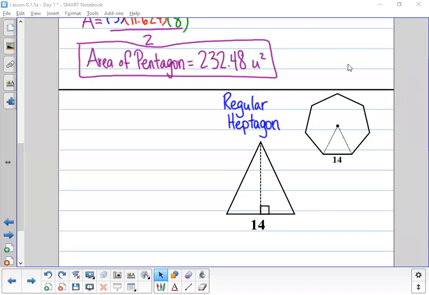Now I'm going to find the area of a regular heptagon. So a heptagon has 7 sides. So I know that I need to find N, B, and H. So N is going to be 7.